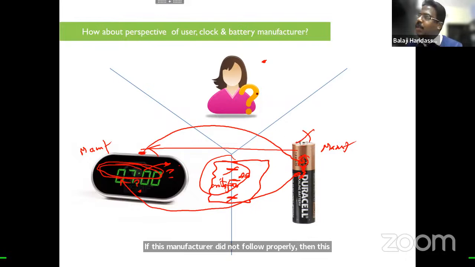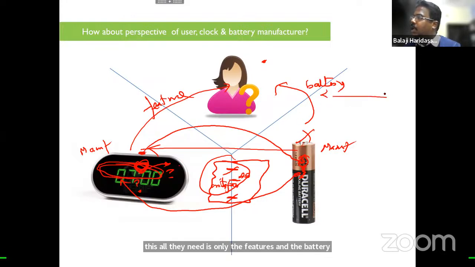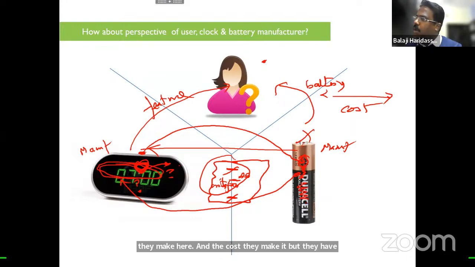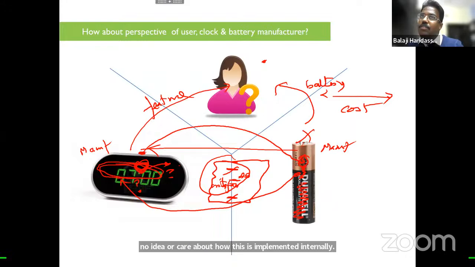Similarly, the person who is buying this does not need to care how they have manufactured all this. All they need is the features and the battery to run the clock. How long the battery will run, that's all they may care about, and the cost. But they have no idea or care about how this is implemented internally. So this is what is called clear decoupling.